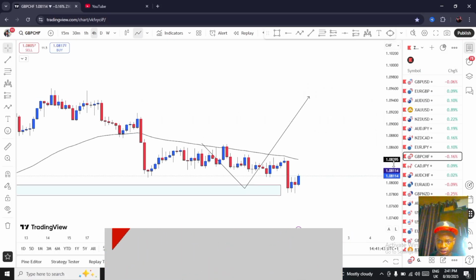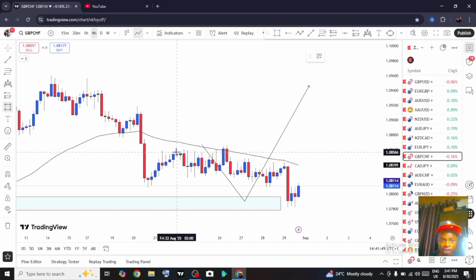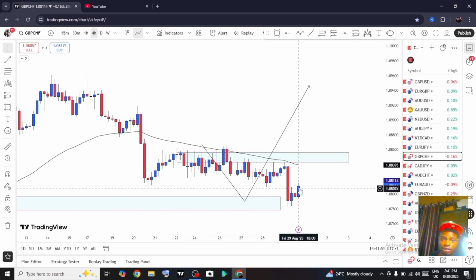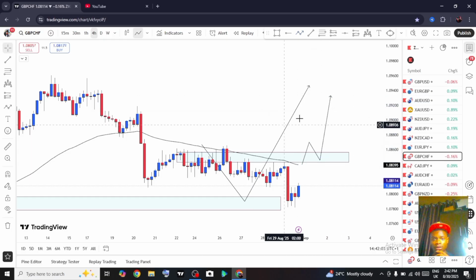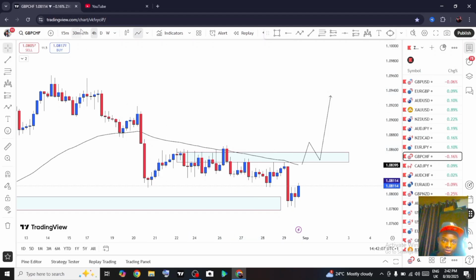The only way we can play this trade is if we can have a break and retest above this level on the 4 hour, right? So if we can get a break and retest like this, that would be a much better price action, right? Let's see how the 1 hour looks.